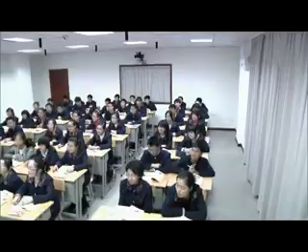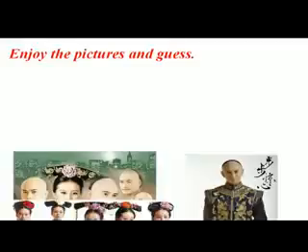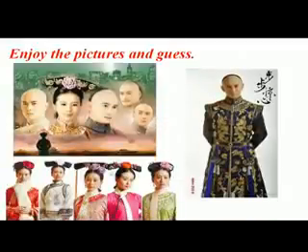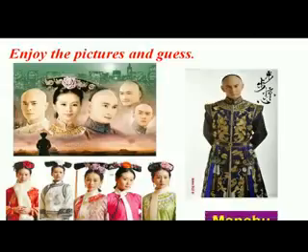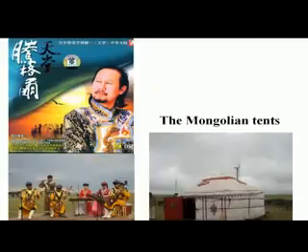Dai, Bai, Hui, right? Okay, in order to check your knowledge of these ethnic groups, let's play a game. Please look at the pictures and guess which ethnic group they are from. They are from Manchu. Next one.